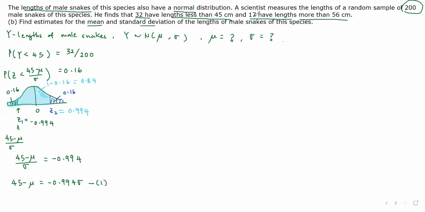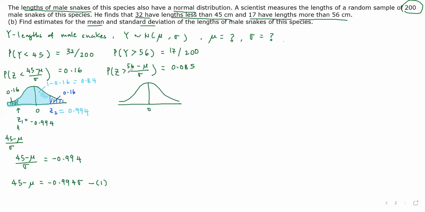We are also given that 17 of the 200 snakes have length more than 56 centimeters. So the probability that a snake has a length greater than 56 is 17 out of 200. 17 out of 200 is 0.085. We can standardize the left side so that the probability Z greater than 56 minus mean divided by the standard deviation is 0.085.